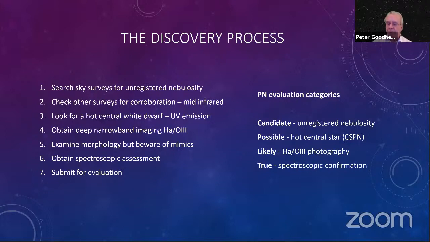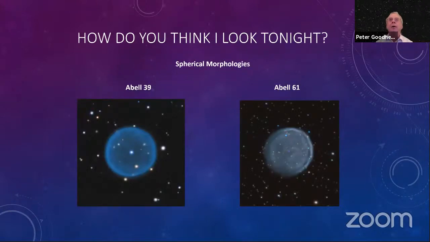But let's look at some common morphologies. Obviously a very common one is spherical morphologies. Here's a couple of ones from the Abell catalogue that I've done. And on both you can see it's a sphere, and you can see there's a bright blue star in the middle of each. And these are both confirmed as planetary nebulae.